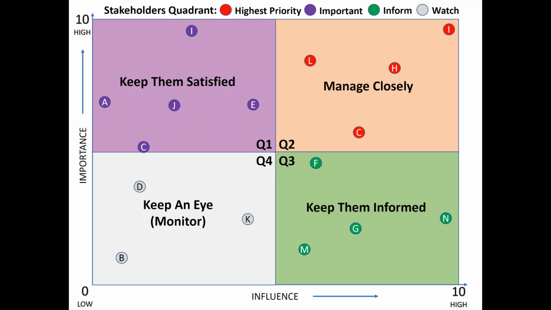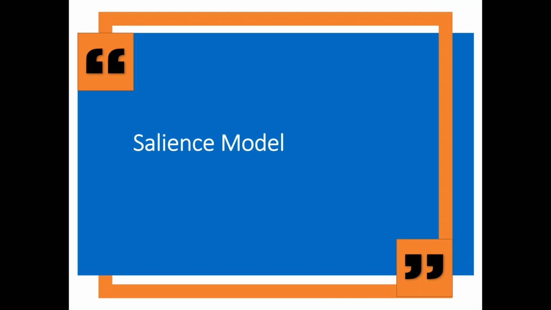No matter how you are measuring, whether on a Likert scale from 1 to 10, from 1 to 5, from 1 to 100 or 200, whatever, that does not matter. They will be somehow placed in one of these quadrants. So this was easier. Let us now move on to the salience model. Before I move on, any questions so far?